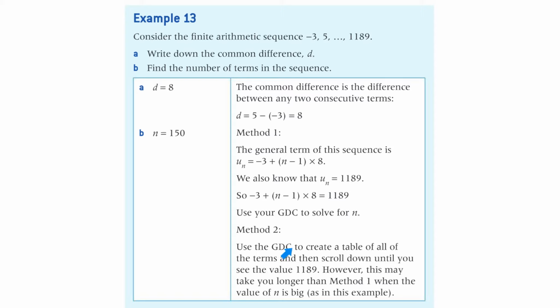Method 2. Use the GDC to create a table of all the terms, and then scroll down until you see the value 1189. However, this may take you longer than method 1 when the value of n is big, as in this example. Okay, well, it's possible. That's right, because you'd have to scroll down a long way. But there is a way to put a sequence in the table function of the Inspire.